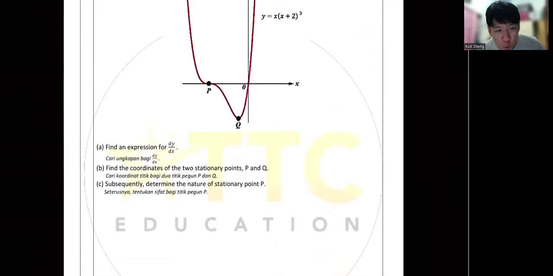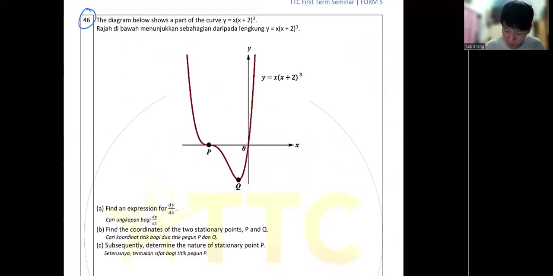Okay, this one no marks. Okay, it's okay. Okay, 46 here. Again, below shows part of the curve, y equals to x bracket x plus 2 to the power of 3. Yeah, the graph looks like this. Okay, so A, find an expression of dy dx. Basically, just have to differentiate only lah. Need to do the differentiation only to find the A answer.